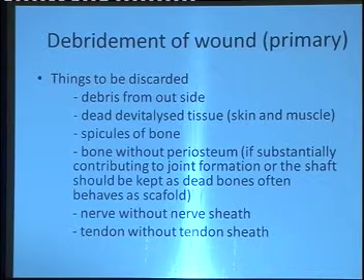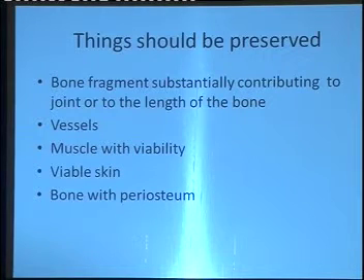Bone with periosteum, nerve with nerve sheath, and tendon with tendon sheath, these things should be preserved. Bone fragments having the periosteum, or a substantial part of the bone which is taking part in the joint as well as in the length and width of the bone, should be kept. Because often the dead bone makes a scaffold on which the periosteum can grow, as when you are giving bone grafting. When you are taking bone pieces, they are not alive, but they become a scaffold on which, from the sides, the periosteum grows and you get union.